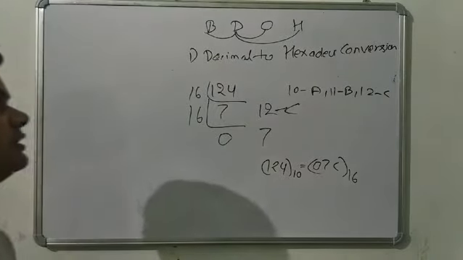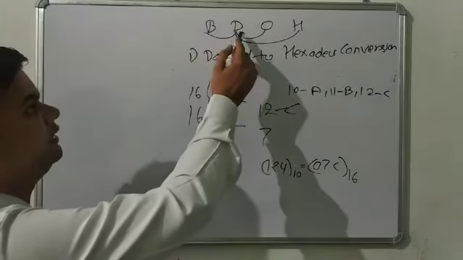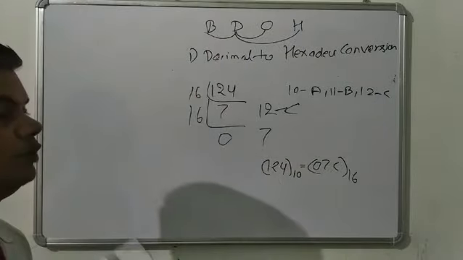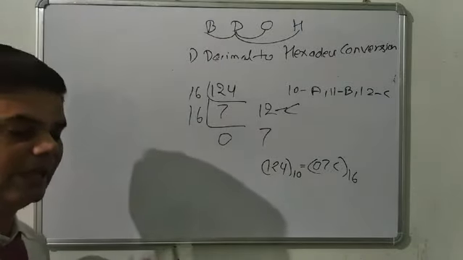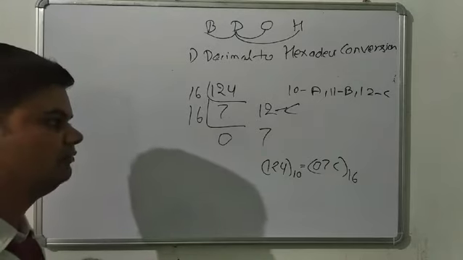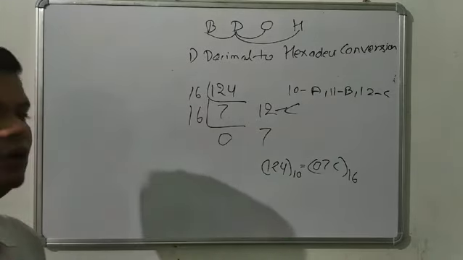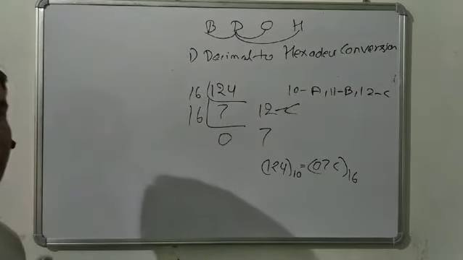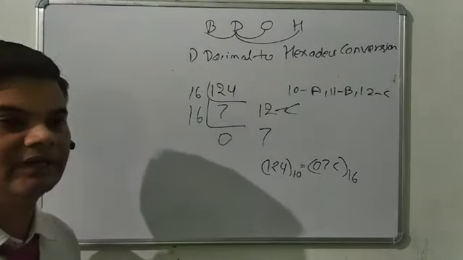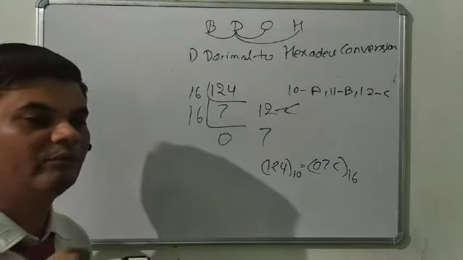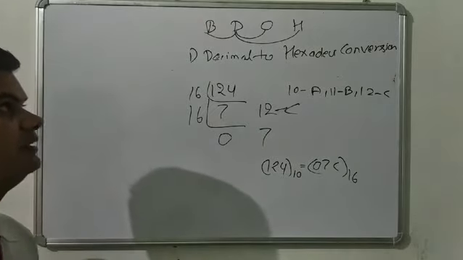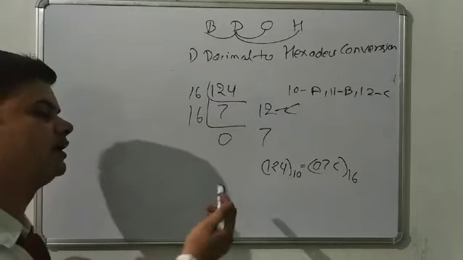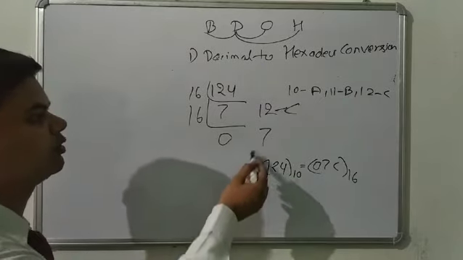Now we discussed the 3 conversions: decimal to binary, decimal to octal, and decimal to hexadecimal. In decimal to binary, we divide the number by 2, count the remainders, and write the remainders from bottom to top. That is the answer. In decimal to octal, we divide the number by 8 and write the remainders from bottom to up. And in decimal to hexadecimal, we divide the number by 16, and again write the remainders from bottom to top.